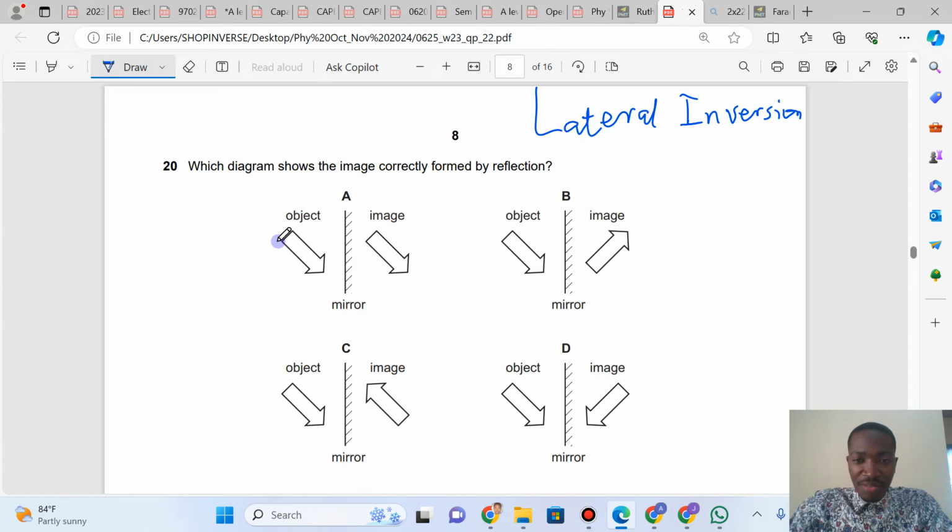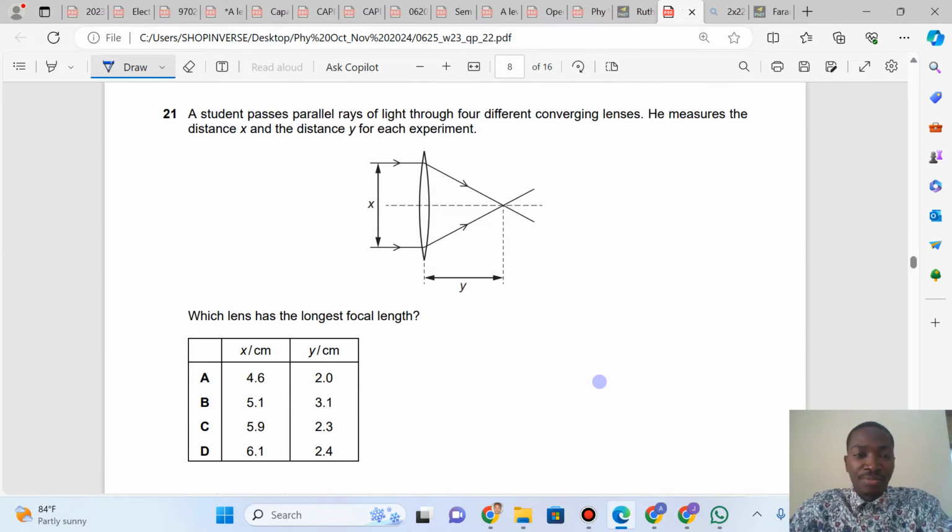So where do you have lateral inversion? Is it here? No. Here? No. This is lateral inversion. So this is the object. The image looks like the object, but is laterally inverted. That makes option D the correct answer to question number 20. We go to question number 21.